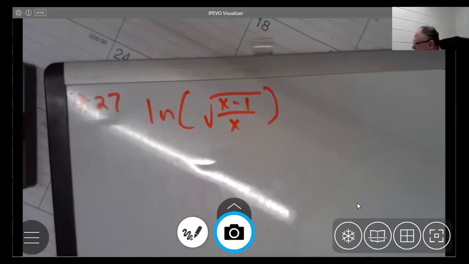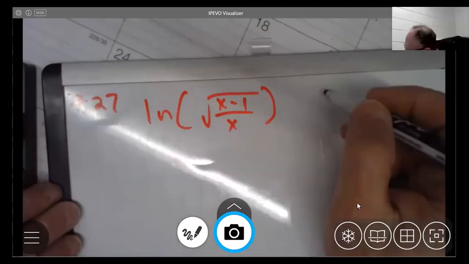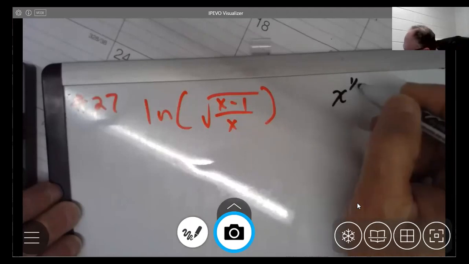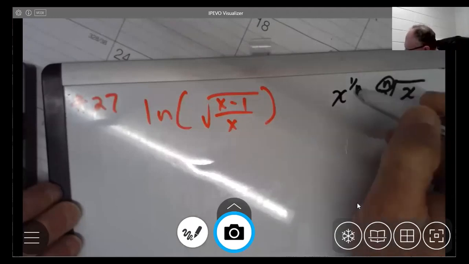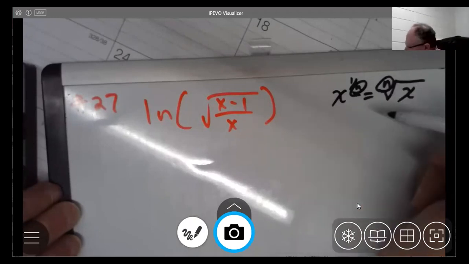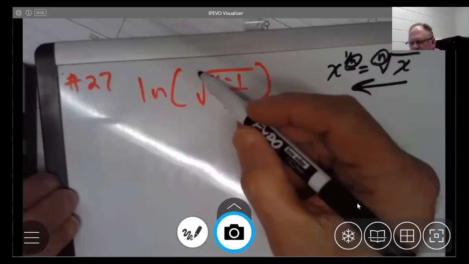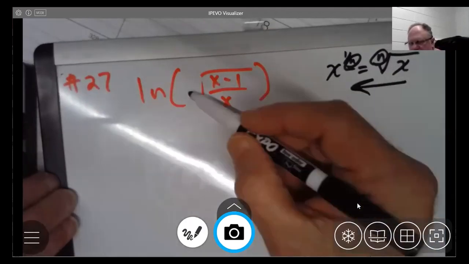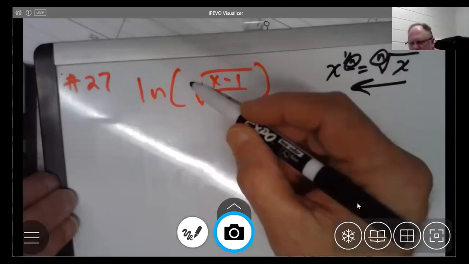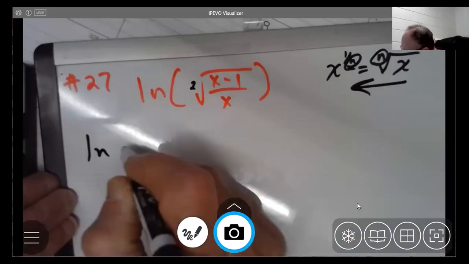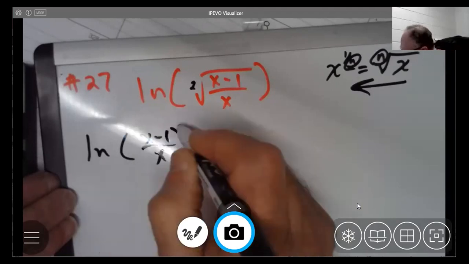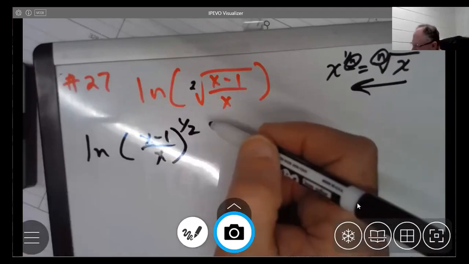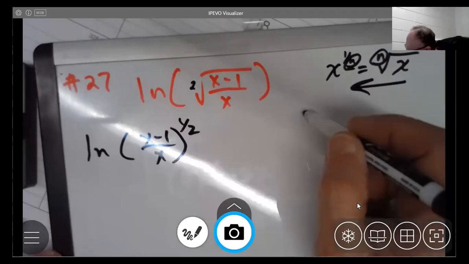Okay, so here's our problem number 27. So the first thing we're going to do is change the radical to an exponent. So the nth root of x is the same as x to the 1 over n power, where the root goes in the denominator. So we're going backwards. We're going from radical to exponential. Since this is square root, we don't normally put a 2 here, right? It's implied that it's a 2. So this will be natural log of x minus 1 over x to the 1/2 power. All right, questions with that? And so now with properties of logarithms, right?